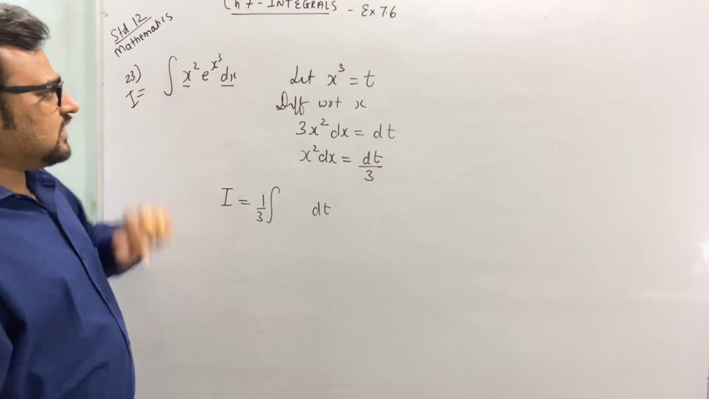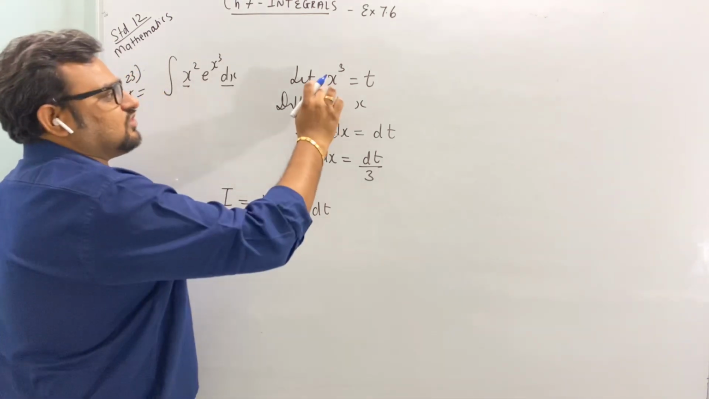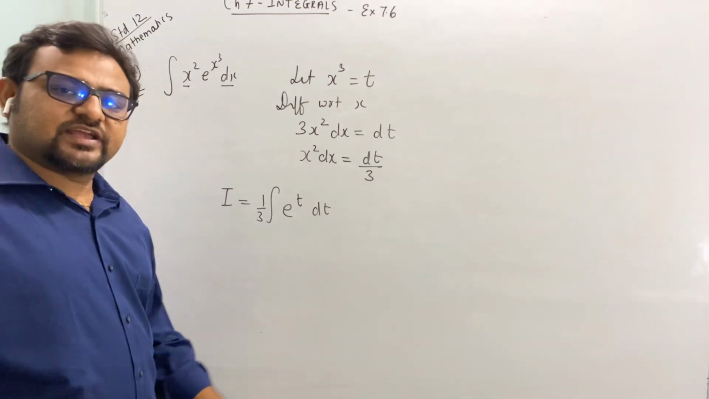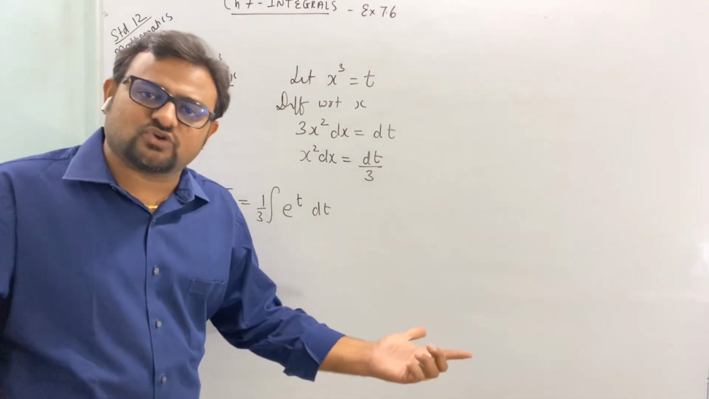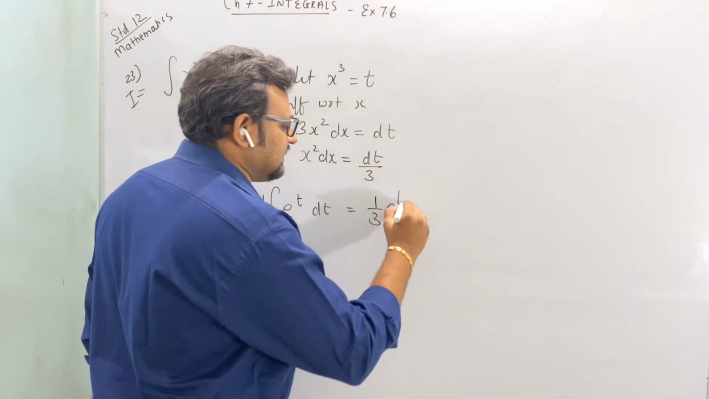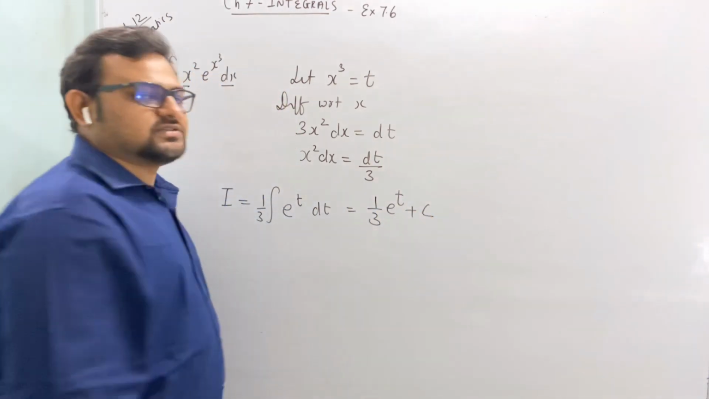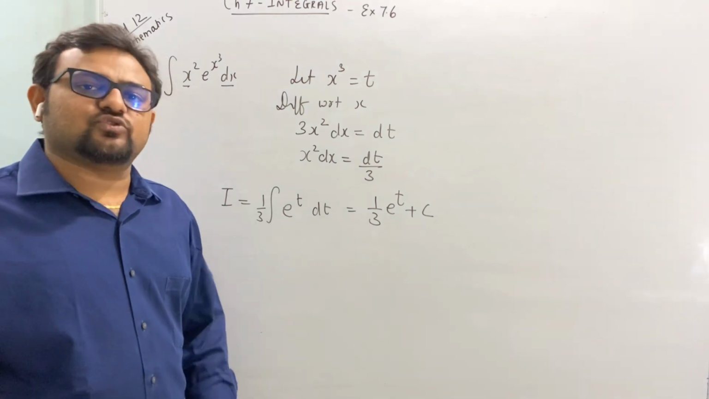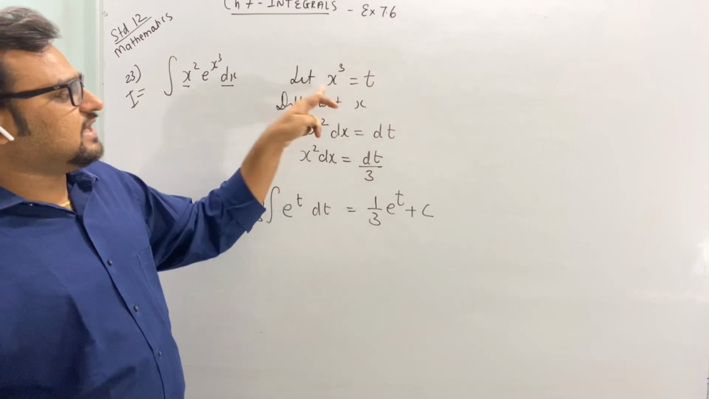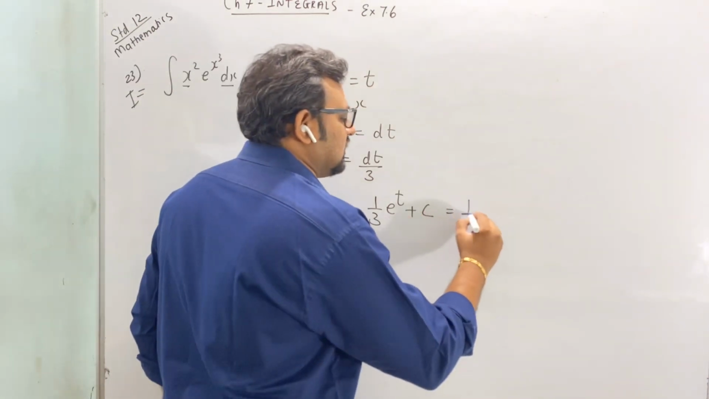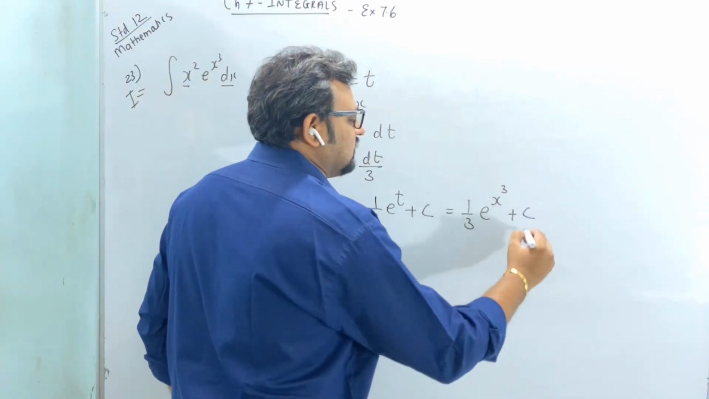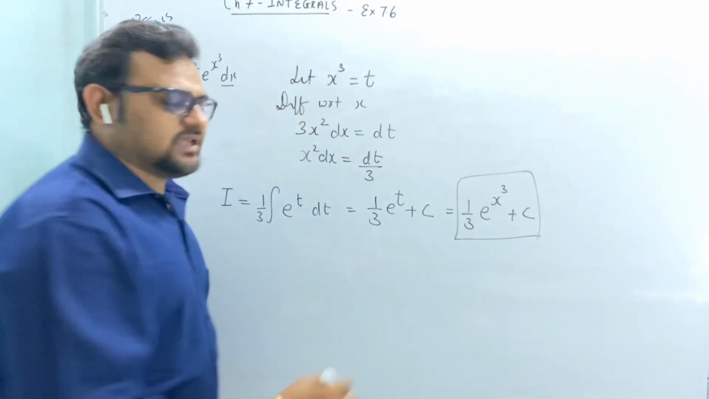And e raised to x cube, instead of x cube, I had assumed t, right? So integration of e raised to t is e raised to t. So this will be equal to 1 by 3 e raised to t plus c. Now you just have to replace the value of t. What we had assumed t? x cube. So 1 by 3 e raised to x cube plus c.